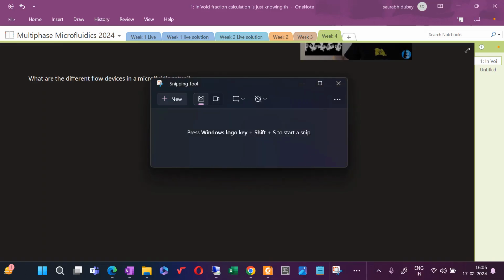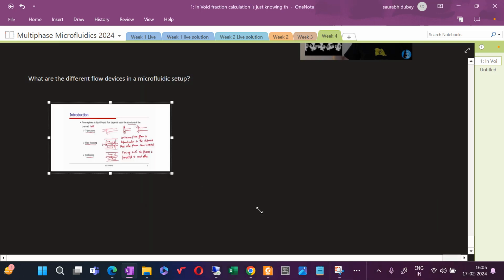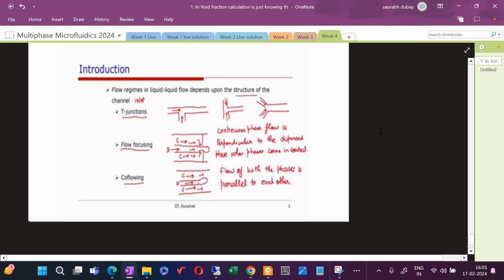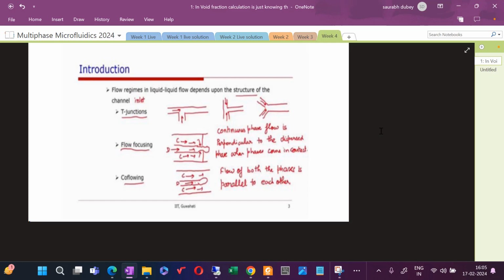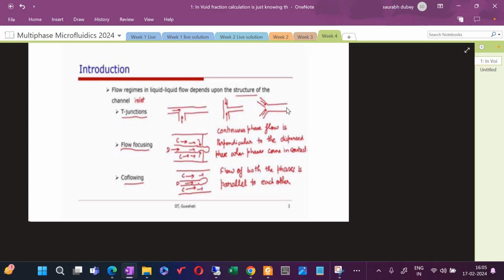So you look at this. The different flow regimes that were there are the one in hand. Flow regime in liquid flow depends on the structure of the channel. So you had different types of channel, which were the T junction channel, flow focusing channel, and co-flowing channel. In the T junction itself, you had different possibilities, like the channel is arranged in this way, or in this way. For the flow focusing one, the shape is like this.